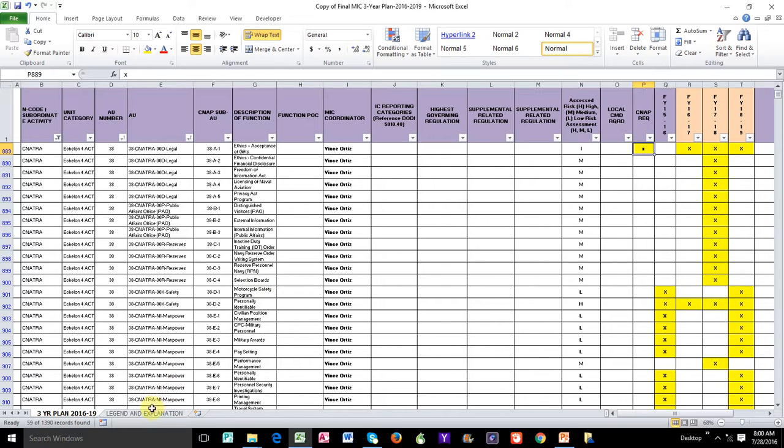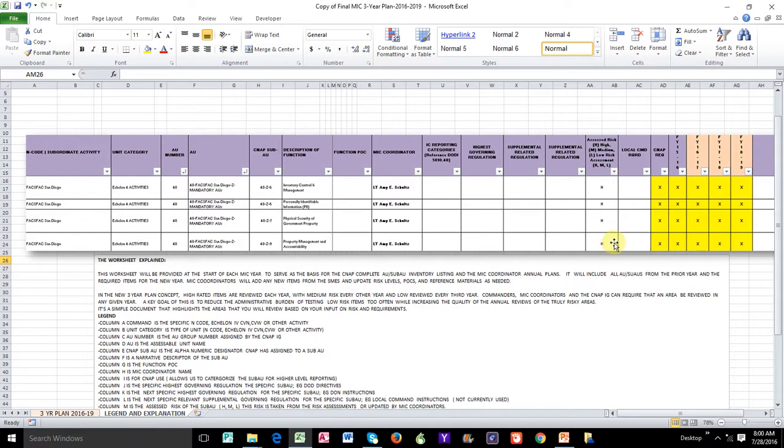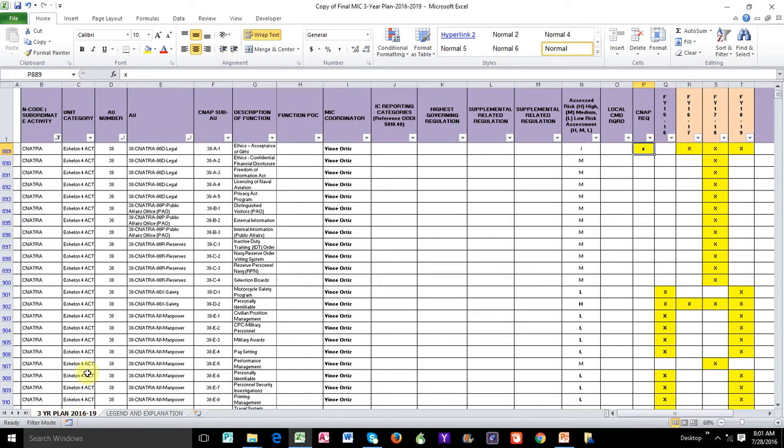The second page of it is a legend. It explains exactly what we just talked about, to allow you to hopefully do this seamlessly. But of course, if you have any questions, just make sure to let us know. So that, in a nutshell, is the 3-year plan.